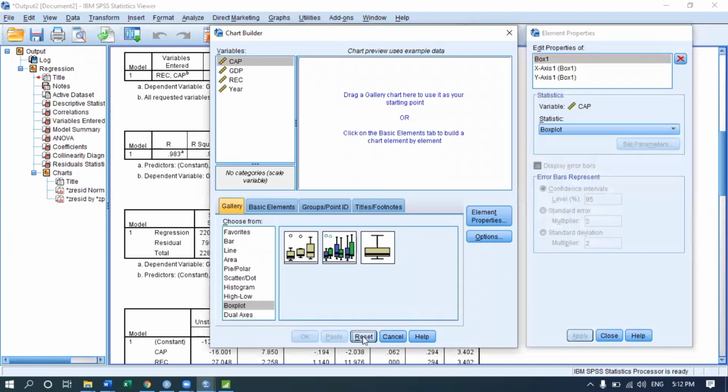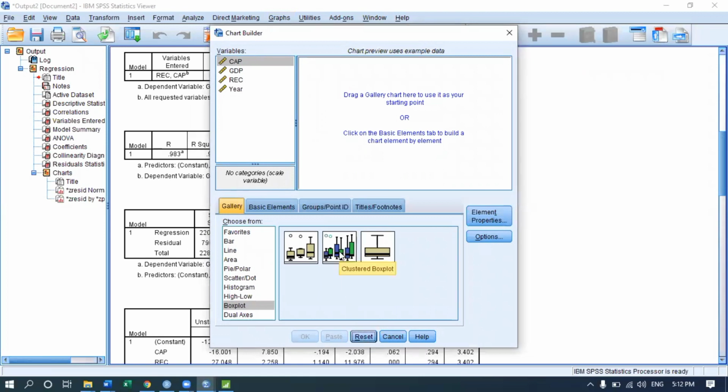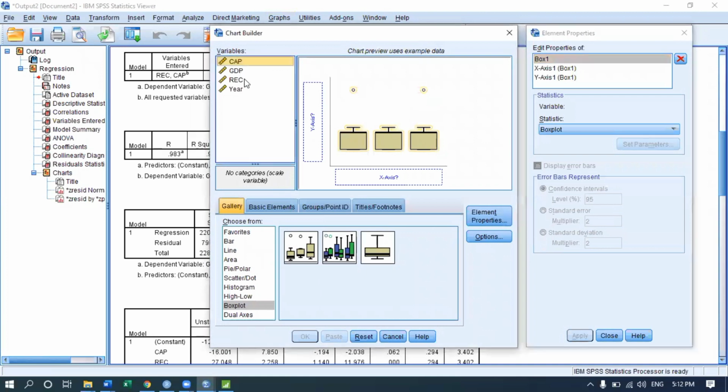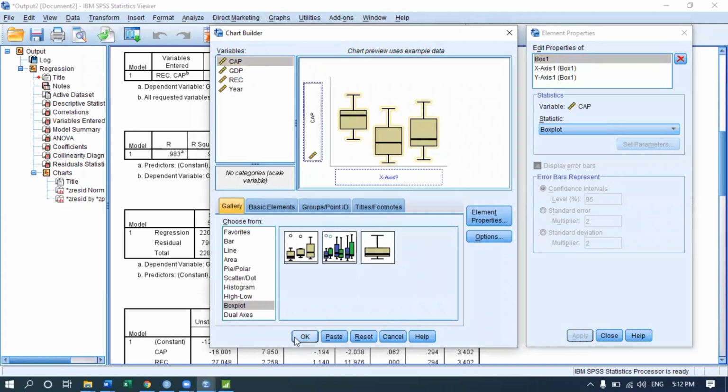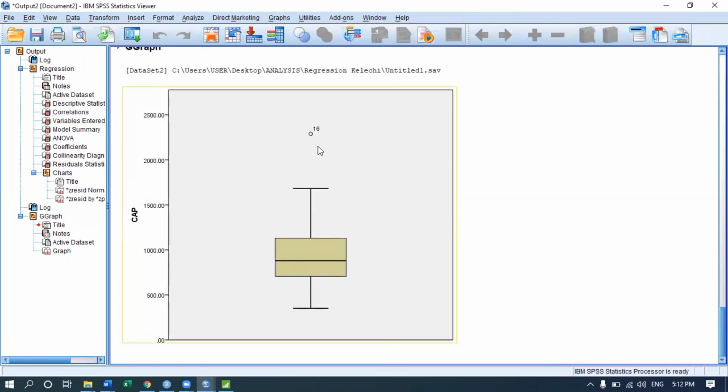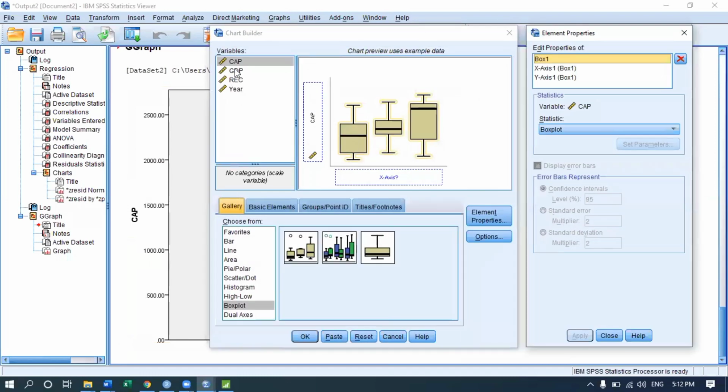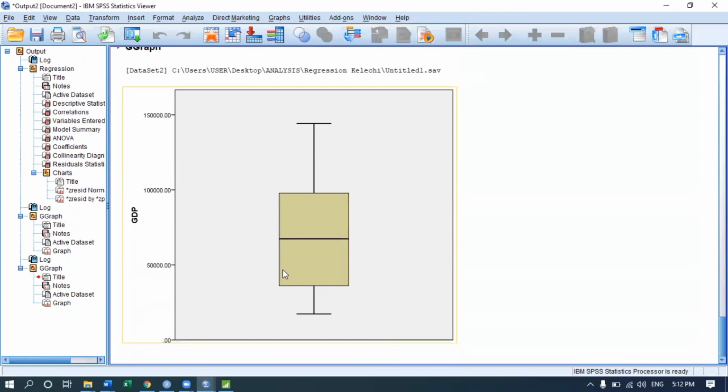Let me see if I can do the three at the same time. Okay, I cannot. Let me do that one after the other. So you move this. There's an outlier. Are we seeing this? There's an outlier. Move this. Click this. No outlier. We are learning.